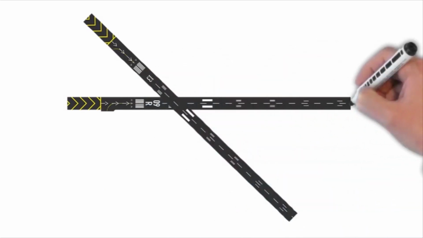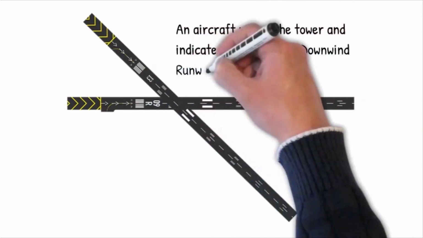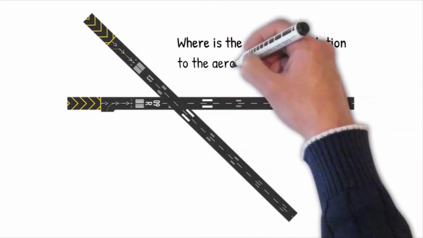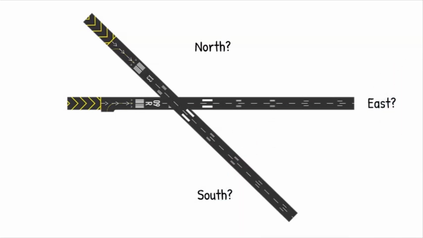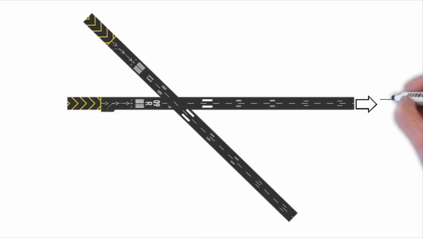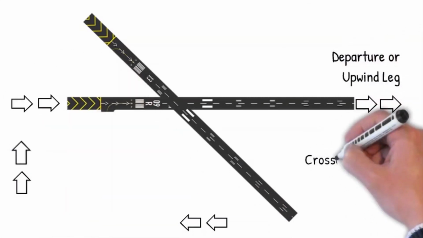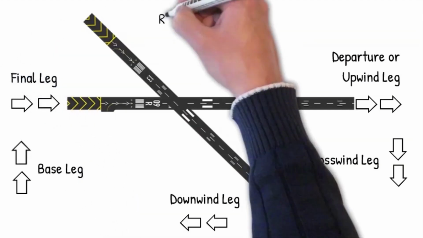An aircraft radios the tower and indicates he is on a right-hand downwind for runway 9. Where is the aircraft in relation to the aerodrome? North, south, east, west? Now, let's draw in the circuit pattern to better visualize our runways. We will take the approach in this case that this runway has right-hand circuits.